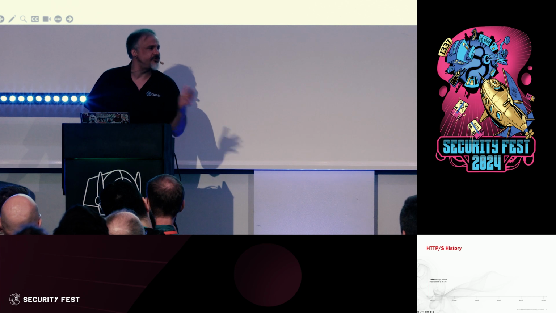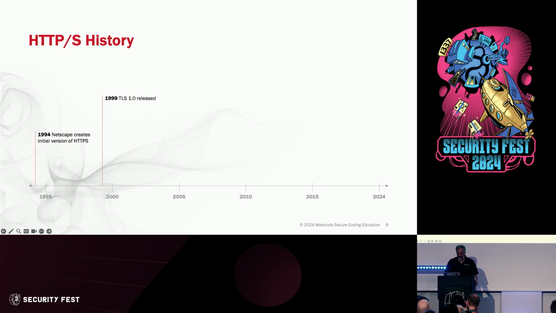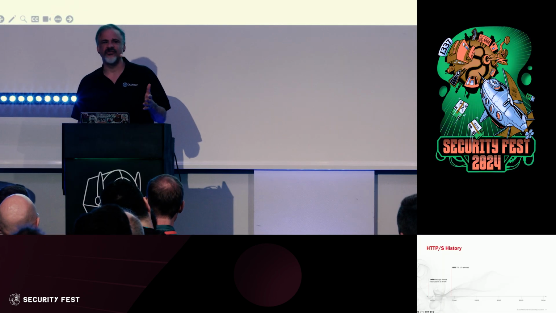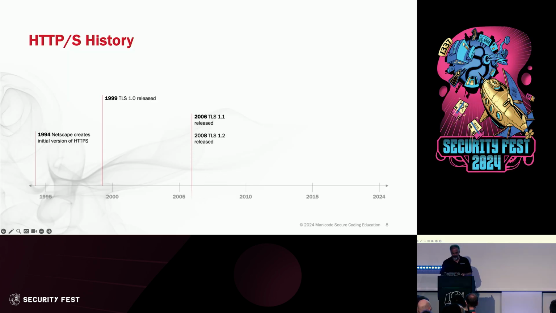This is where web security started just a couple decades ago. Now, in 1999, we have TLS 1.0. This is the first legitimate version of HTTPS. All the SSL versions had major cryptographic flaws in them. They're dead, and they've been dead for a long time.